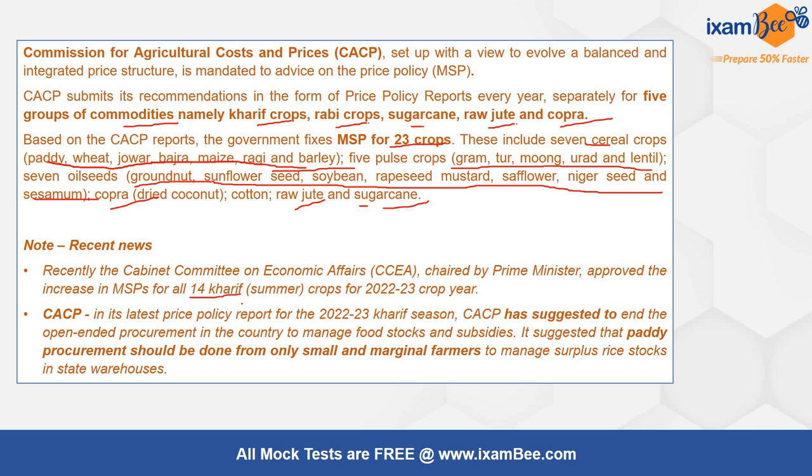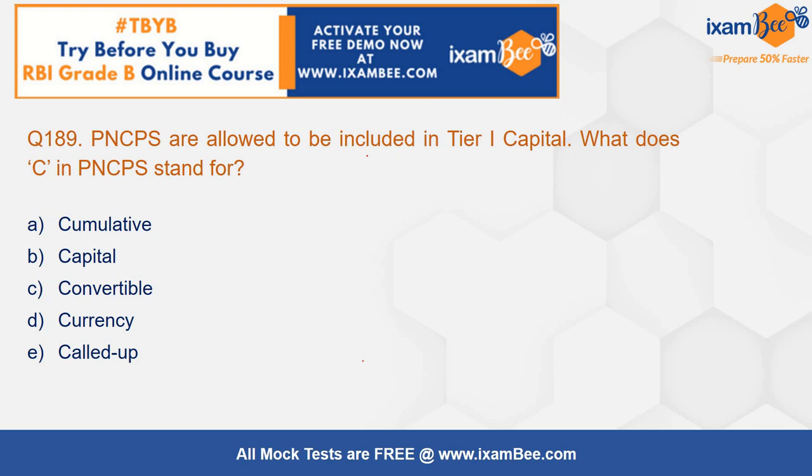14 Kharif crop MSP has been recently increased. CACP has suggested to end the open-ended procurement in the country to manage food stock and subsidies. It also suggests that paddy procurement should be done only from small and marginal farmers to manage surplus rice stock in state warehouse. PNCPS are allowed to be included in tier 1 capital.